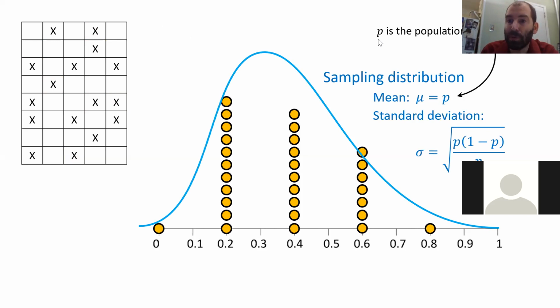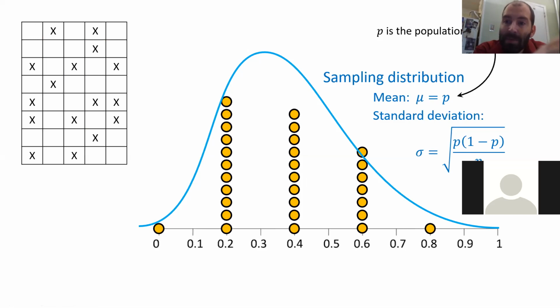That's the true proportion of x's in the population. We got many different proportions from our samples, but the true proportion is p, and that's the mean of this distribution. The standard deviation is denoted sigma, as always, and it's given by this formula. So this is the mean and standard deviation of our distribution.